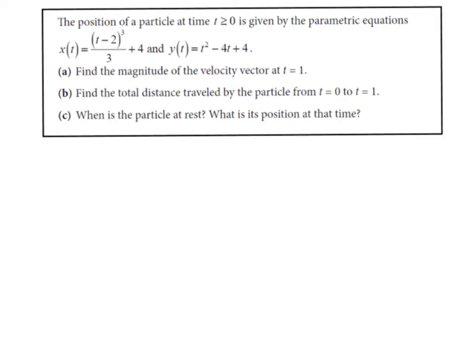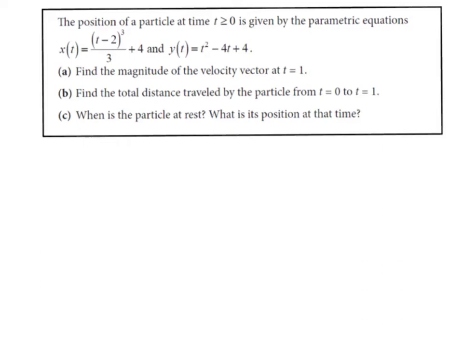Just wanted to do another example of a free response type question for parametrics. This is kind of a different one than you usually see. They actually give us position, which of course is not usually what happens. Find the magnitude of the velocity vector.